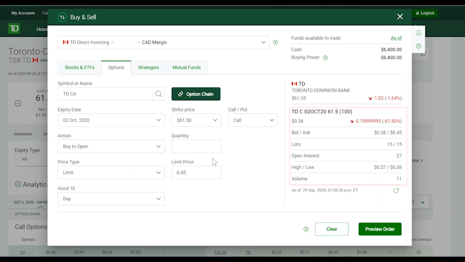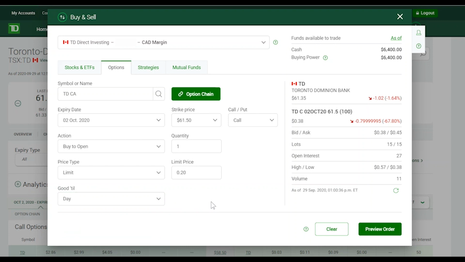Now let's put in the quantity. Remember, if I put 1, that's one contract. One contract will equal 100 shares. I then choose the price type. It can be limit, market, or stop limit. Let's stick with limit. We can adjust the limit price if we'd like. So let's do that. And we can choose how long we'd like this order open, for the rest of the day, until a specific date, or good till cancel. Let's leave it at day.